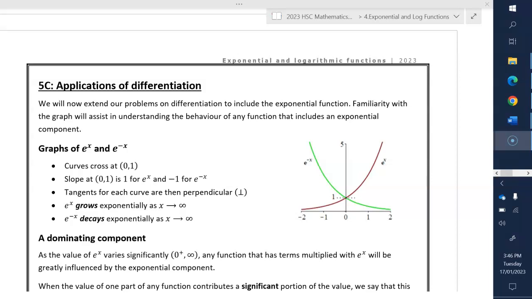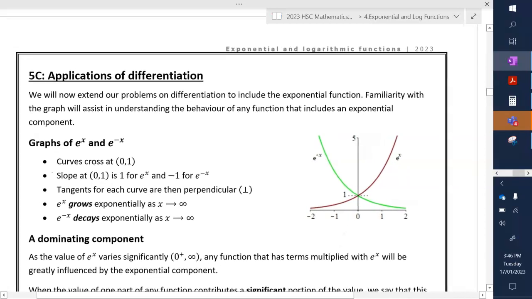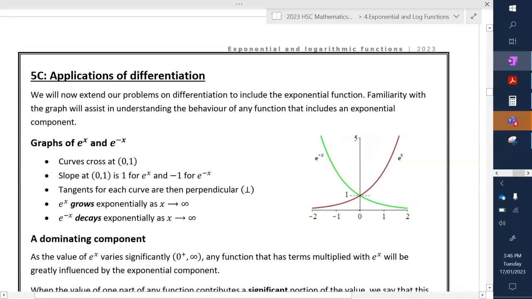We looked at questions a little bit in year 11 about exponential growth and exponential decay, and the HSC likes to question us on these areas, so it's something that we need to be pretty confident with, I think. Familiarity with the graph will assist in understanding the behaviour of any function that includes an exponential component. So whenever we see an exponential in a question, we really want to think about what that exponential is doing to the graph and the data that we're looking at.